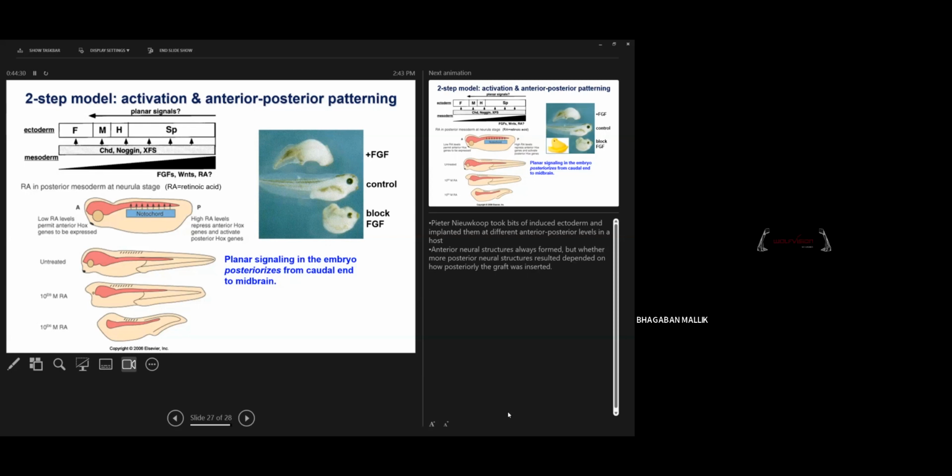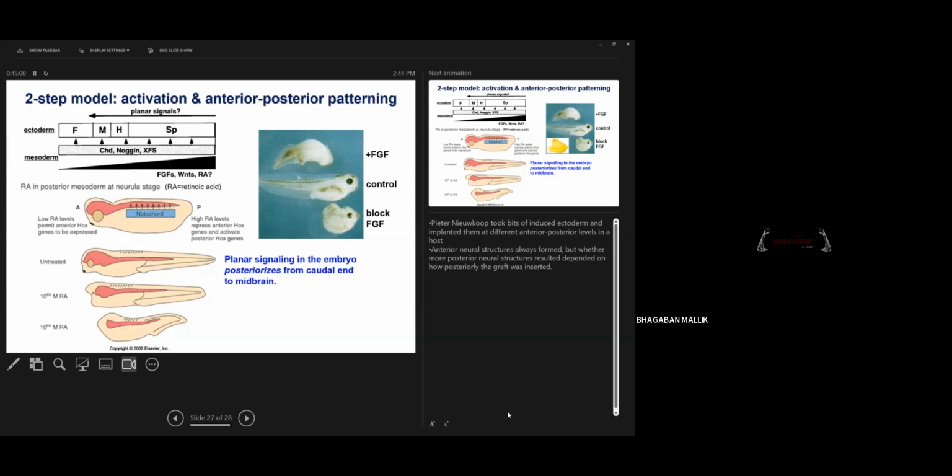Those signals are fibroblast growth factor, Wnt signaling, and retinoic acid. So here is one of the experiments people have done to show that the posterior patterning happens because of the balance of the production of retinoic acid. When you have low retinoic acid, it permits the anterior Hox genes to be expressed, so you have formation of the anterior axis. But when you have high retinoic acid, you have formation of the posterior axis.